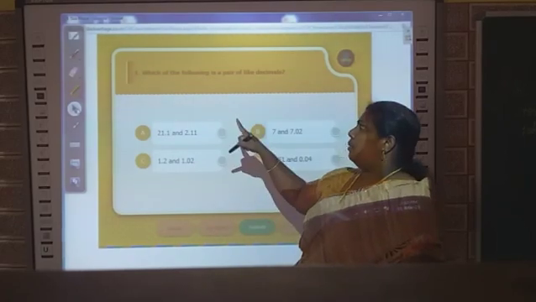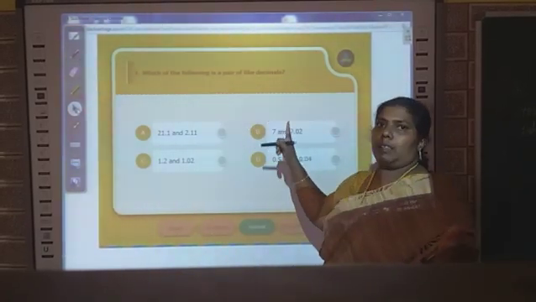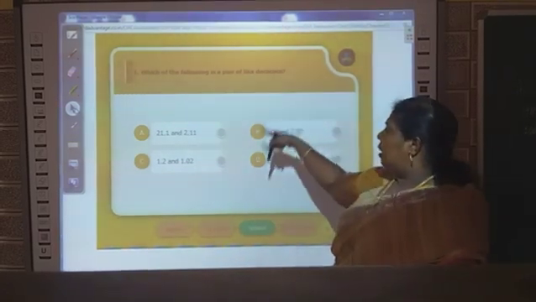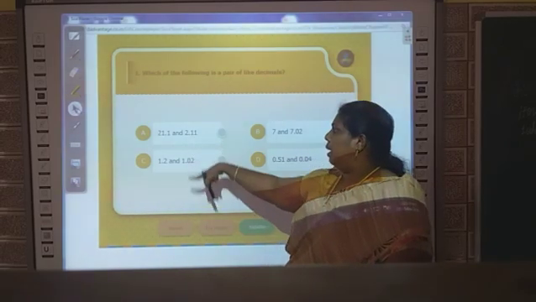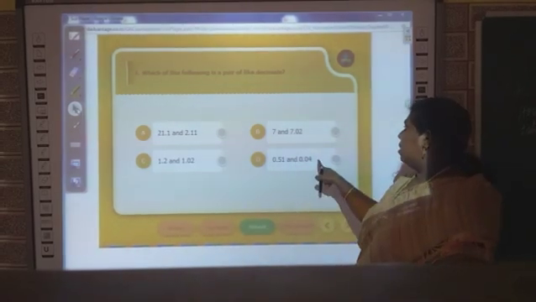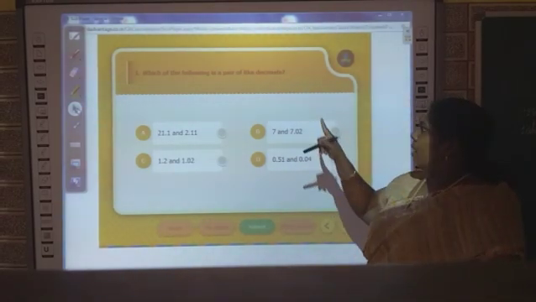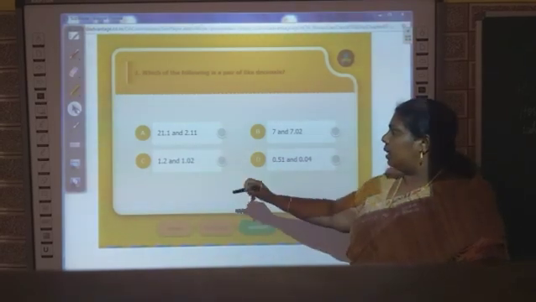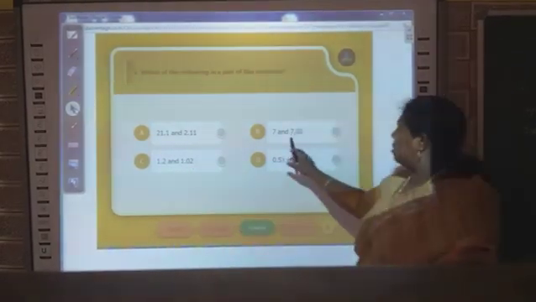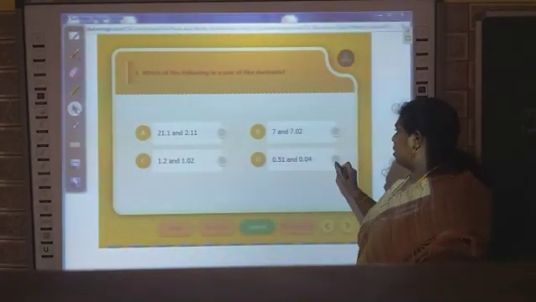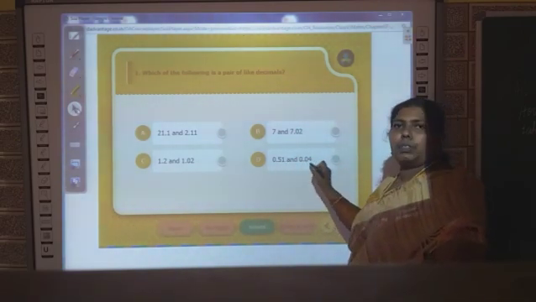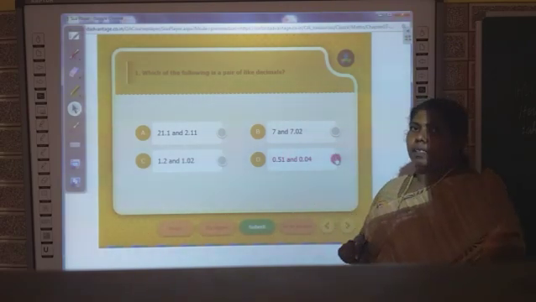Okay children, see the first question. Which of the following is a pair of like decimals? Now you know like decimals and unlike decimals, isn't it? The options are 21.1 and 2.11; 1.2 and 1.02; 7 and 7.02; 0.51 and 0.04. So which is the pair of like decimals? After the decimal you check: here 1, here 2, and so on. So which is the correct option? The correct answer is 0.51 and 0.04. After the decimal, 2 numbers are there. So this is the correct answer, isn't it? Yes.